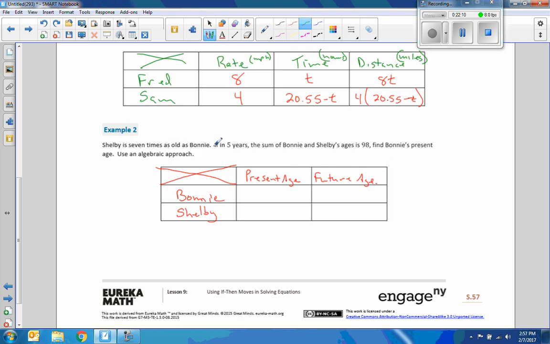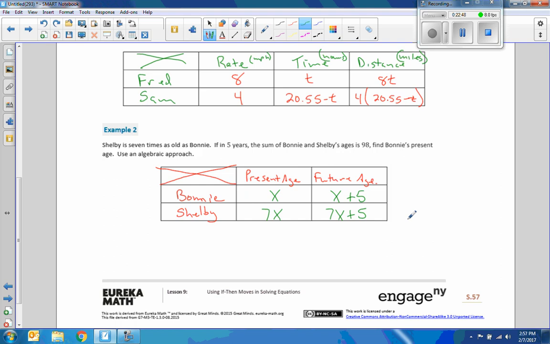Right, so now it says Shelby is 7 times as old as Bonnie. So that's present time right now. So we don't know Bonnie's age, so let's call it X. And Shelby is 7 times as old as that, or 7 times X. In future, in 5 years, the sum of Bonnie and Shelby's age is 98. So in 5 years, if Bonnie is X years old, in 5 years she'll be X plus 5 years, and Shelby will be 7X plus 5 years.